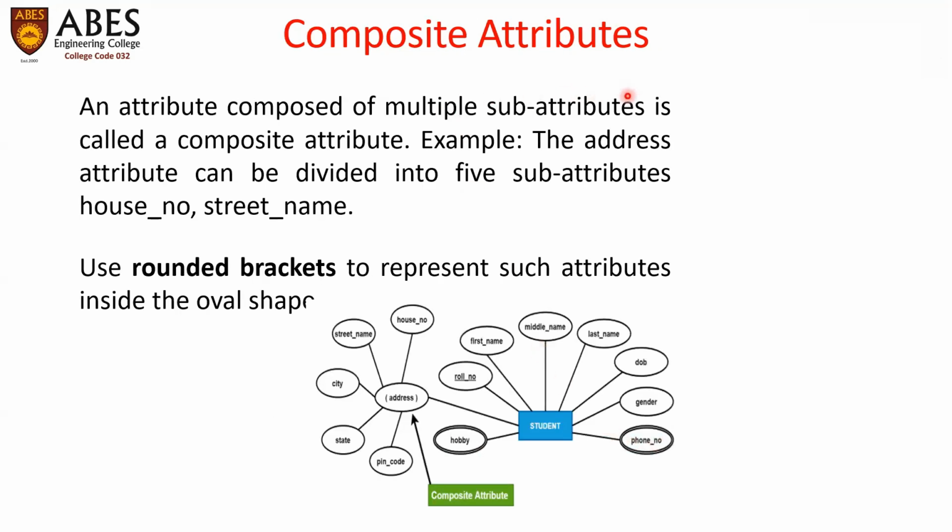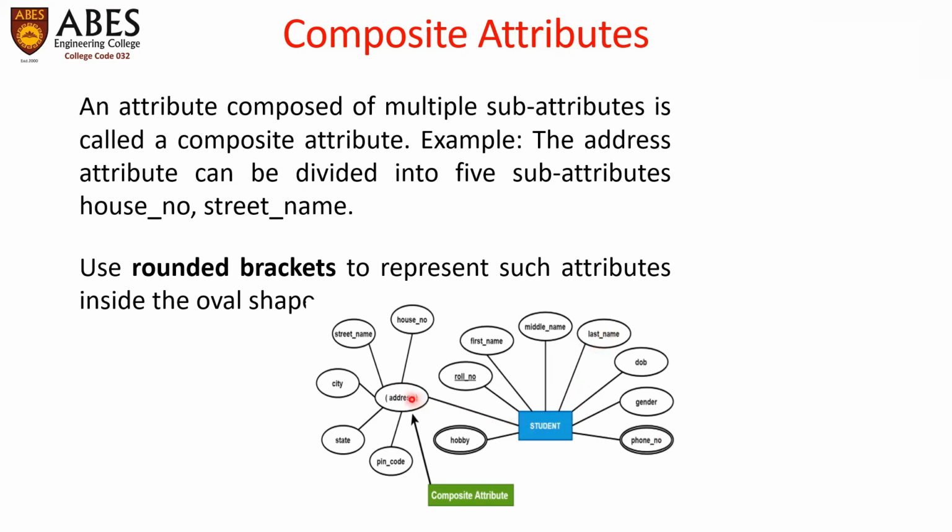Next, we have composite attributes. Any attribute which can be further categorized into sub-attributes is said to be a composite attribute. For example, if I say name, I can categorize this name further into first name, middle name, and last name. So such a type of attribute is said to be a composite attribute. Let us see in this diagram. In this diagram, I have not made name a composite attribute, because I have written first name, middle name, and last name separately.